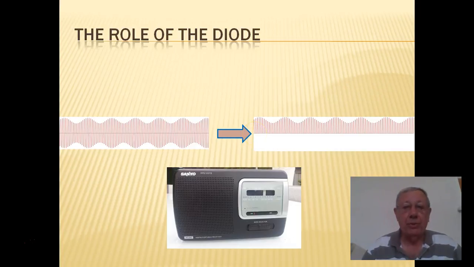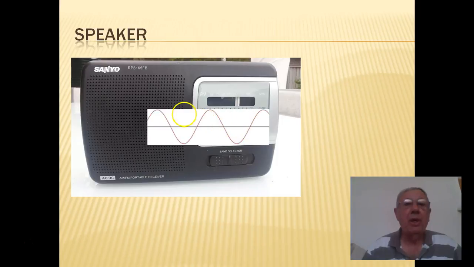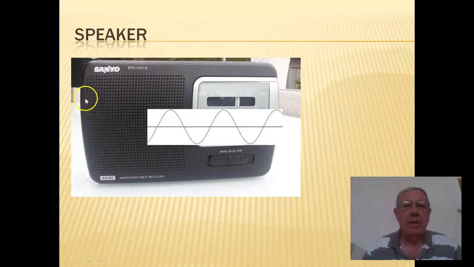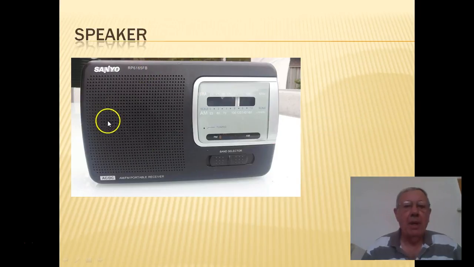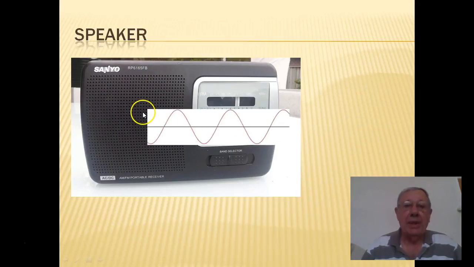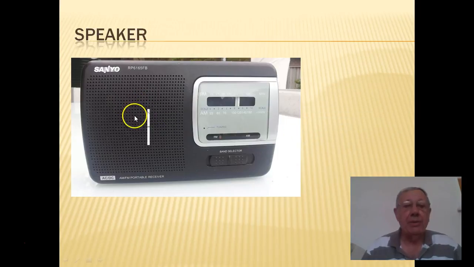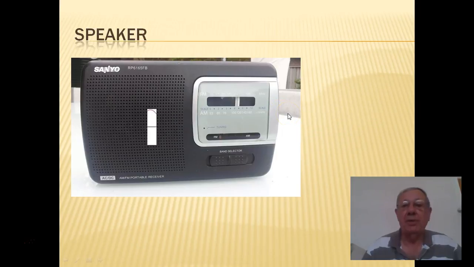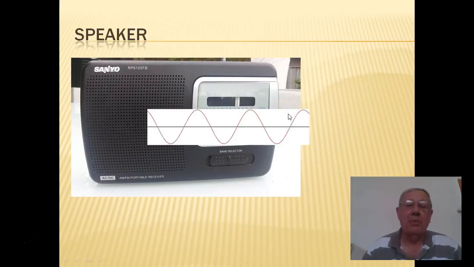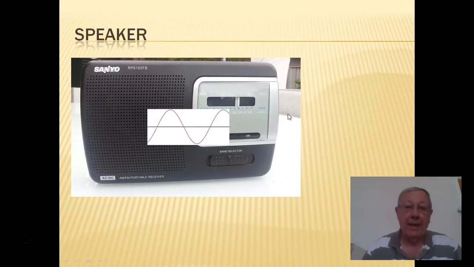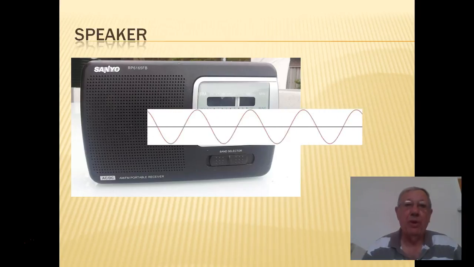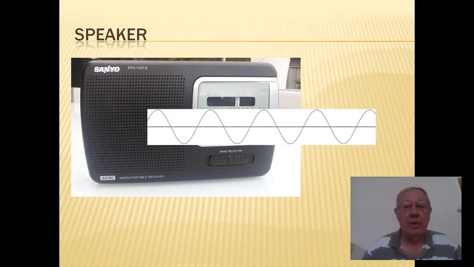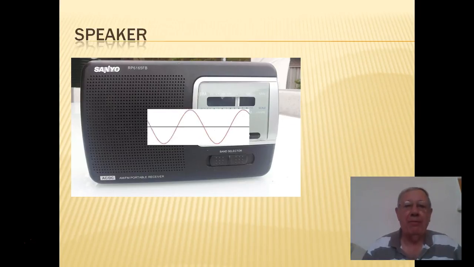That passes through to the speaker. So here is the speaker. This is the part here which makes the sound. So as that current passes through the speaker here, this is the sound that it generates. And so that comes to our ear, and so we hear the sound. That's AM, amplitude modulation, changing the amplitude or the size of the wave.